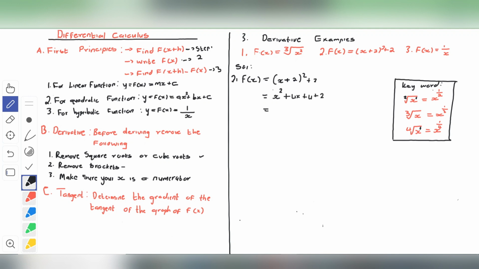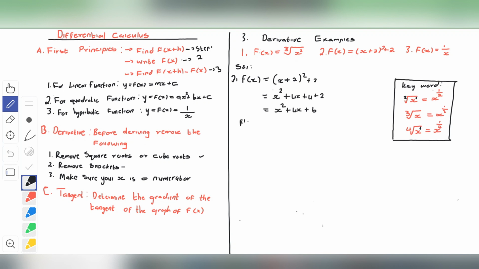You can use your method here, guys. So therefore our answer is going to be x squared plus 4x plus 6, right? So therefore we come to the last one. Make sure your x is a numerator. All our x here, the numerator, right? So meaning we can now be able to do what, to derive.